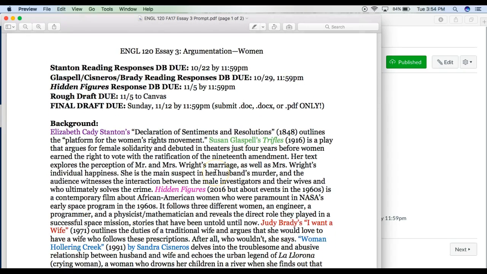So we're going to do the Stanton discussion board, Glassbell, Cisneros, and Brady discussion board, and then the Hidden Figures discussion board with the rough draft. These will be due the same day, so please take note of that. And then the final draft.